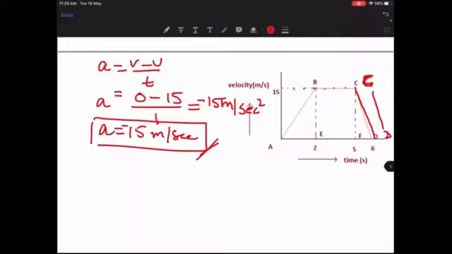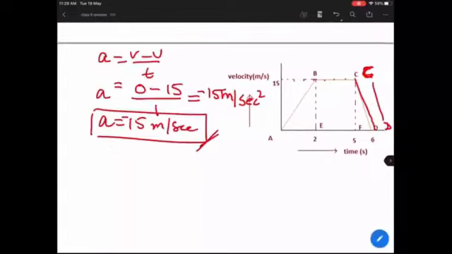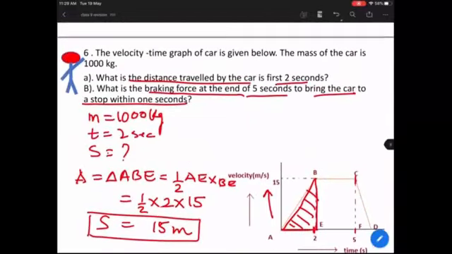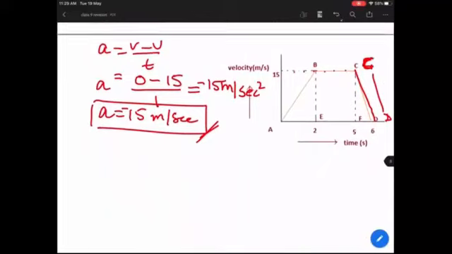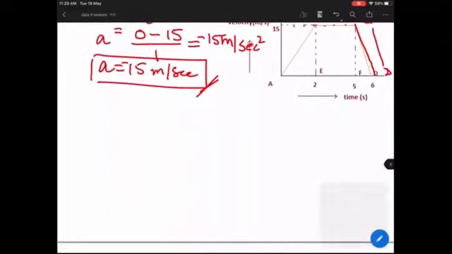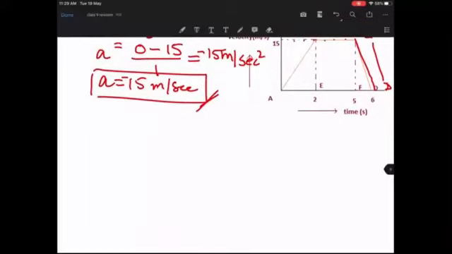Now look at the last part of the question. He asked you, what is the braking force at the end of 5 seconds? He also wants to know the braking force. What is the formula for force that you had learnt, even though you have learnt it in the second chapter? Force is equal to mass into acceleration.